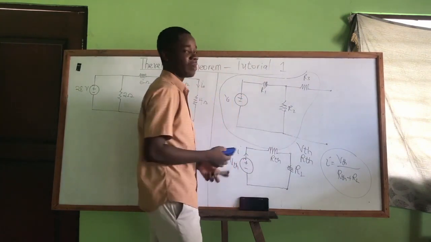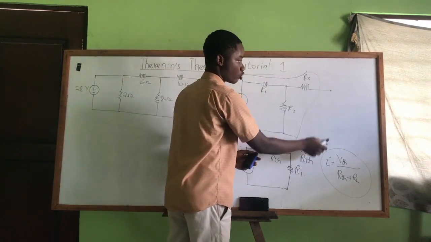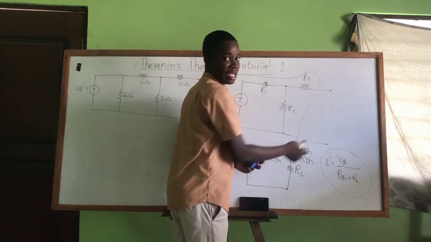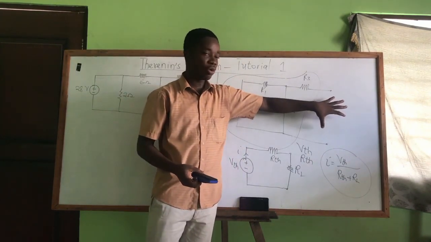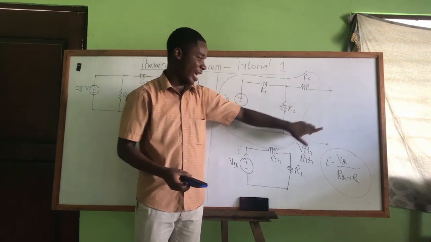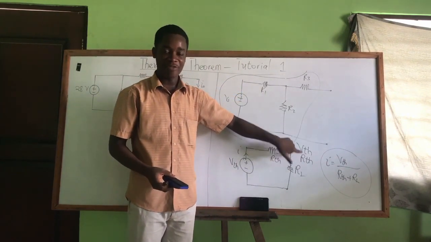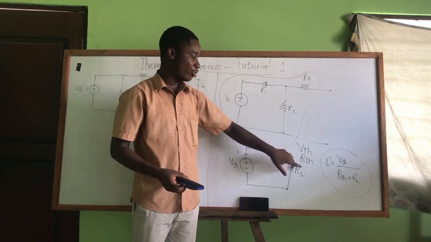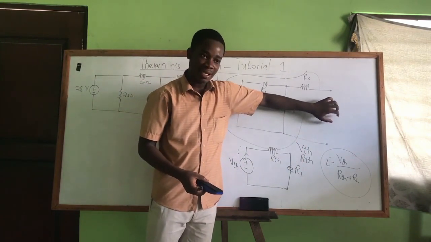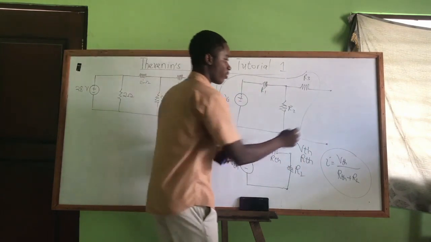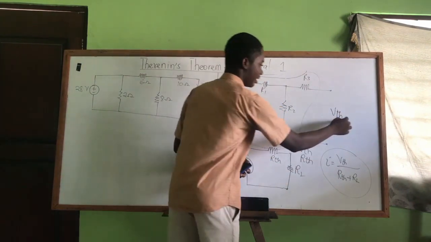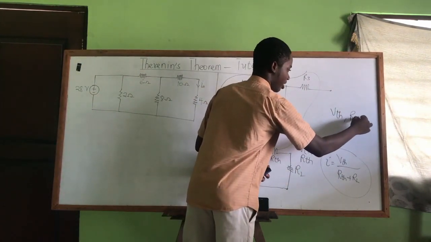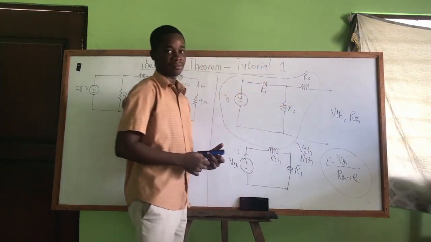So if I remove my load, it means this portion becomes what? Open. You don't have any elements connected here. So that open portion where you remove your load is where we are going to find these two elements. The Vth and the Rth are going to be calculated at this portion. So we will first of all calculate what? Our Vth here. Then later we will calculate what? Our Rth at the same portion.